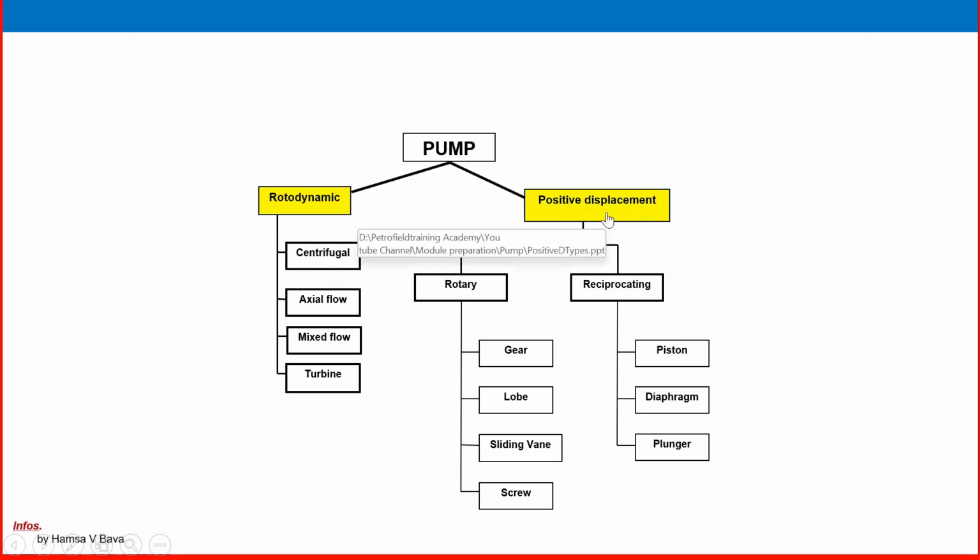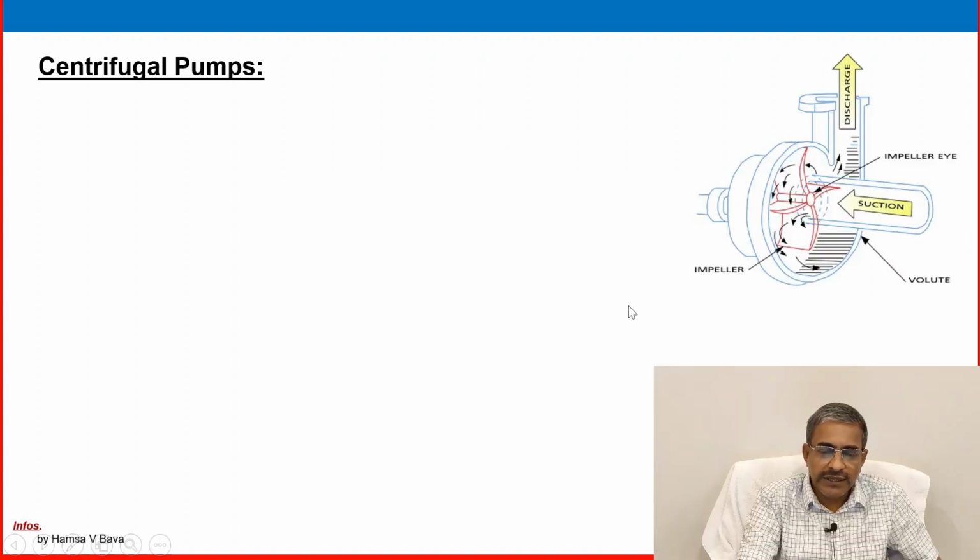In positive displacement, the other subcategories are rotary and reciprocating. In rotary, there are gear, lobe, sliding vane, and screw. In reciprocating, piston, diaphragm, and plunger. In our coming lessons, we will discuss centrifugal pumps mainly. In positive displacement, the two categories, rotary and reciprocating, we will discuss in detail. So let us discuss centrifugal pump.